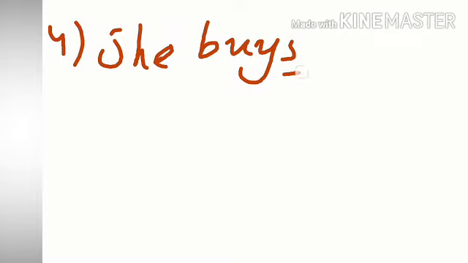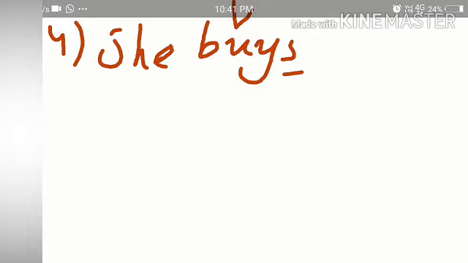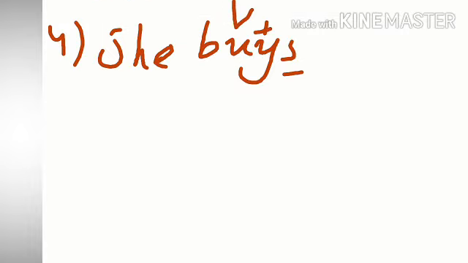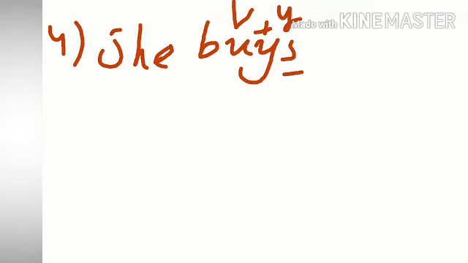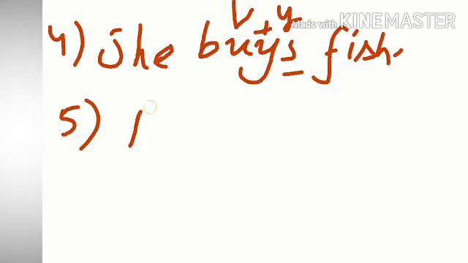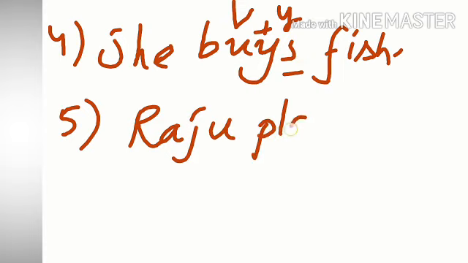She buys. Here the verb is buy. We have added only S because the Y is followed by a vowel. When the Y is followed by a vowel, we simply add S. When the Y is followed by a consonant, we add IES by removing the letter Y. She buys fish.